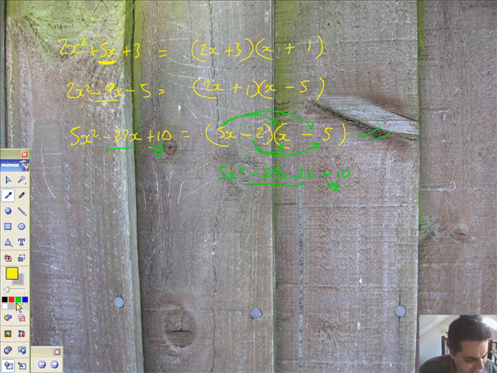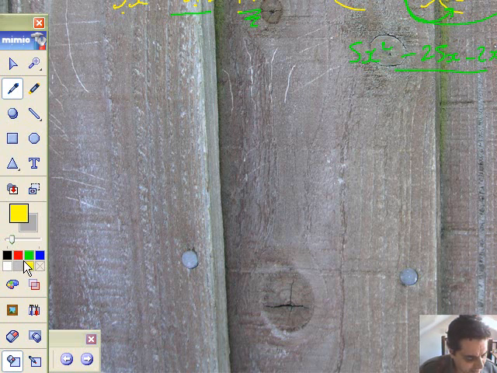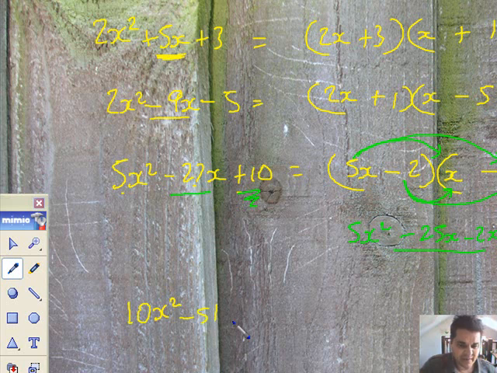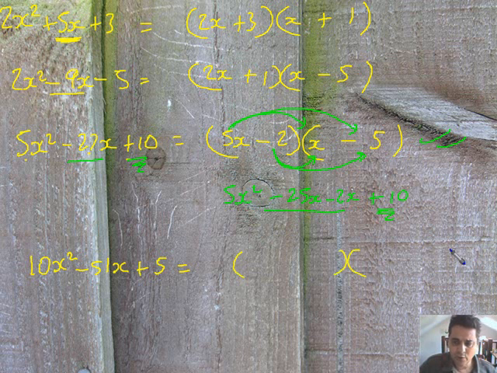Now, try not to crash too much. It's going to get really tricky now. Let me do what looks scary. H looks scary, so let me do it. So 10x squared minus 51x's plus 5. Okay, no common factors here. 51, it's no good.